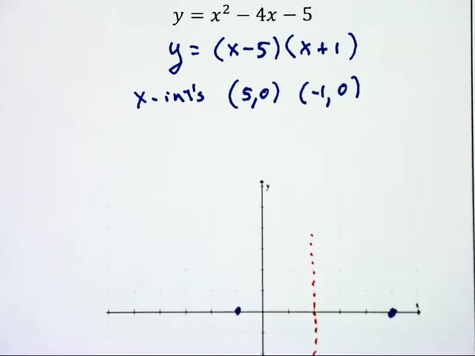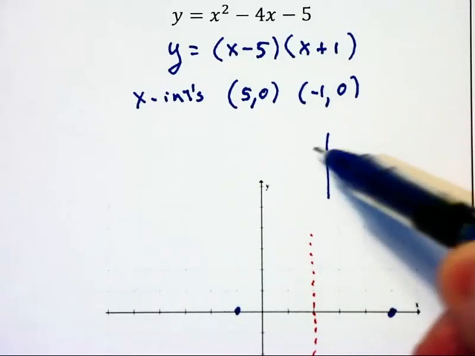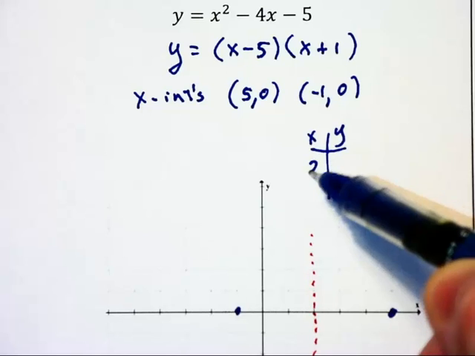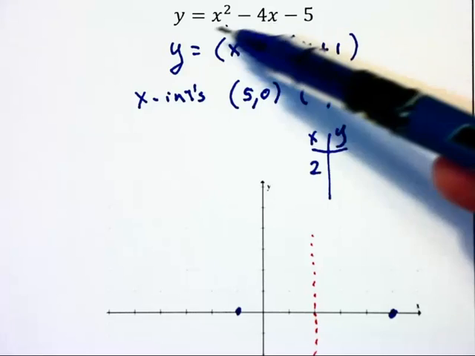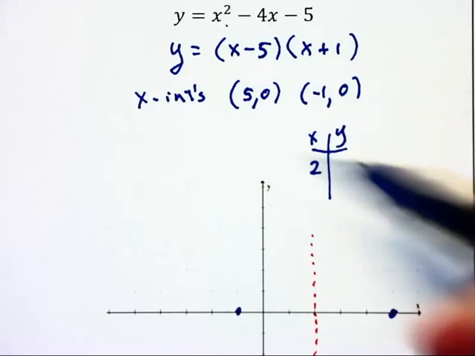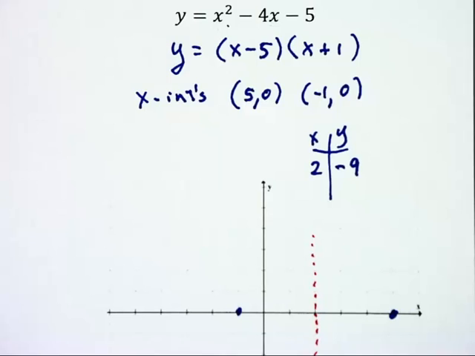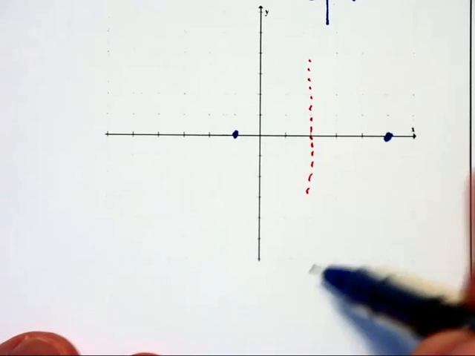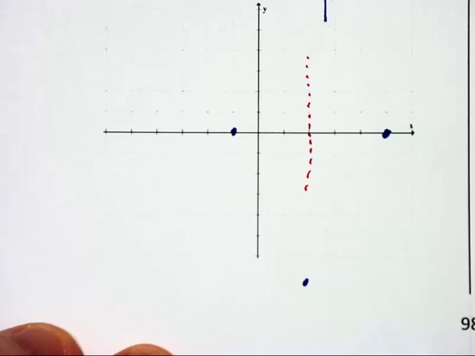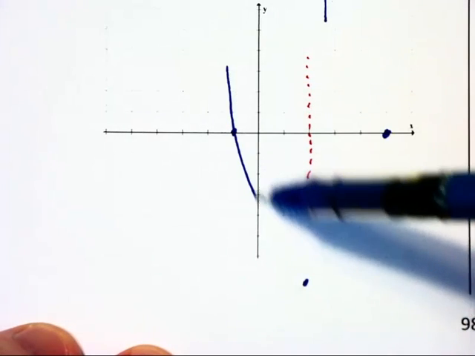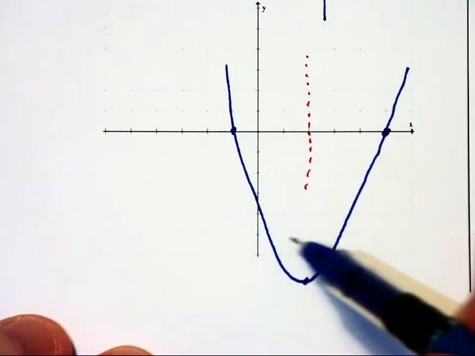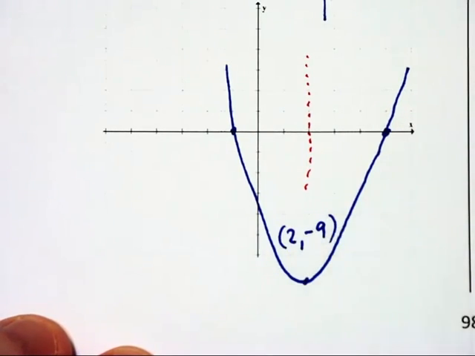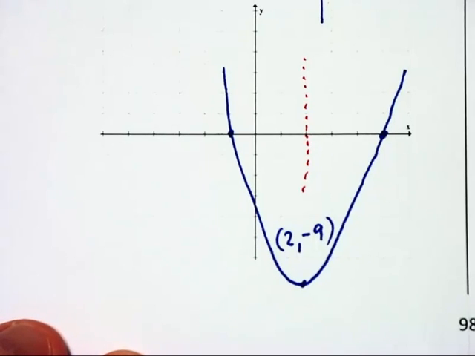So rather than completing the square, let's try something else. Let's do an xy chart and substitute 2 in. 2 squared is 4, minus 4 times 2, that's 8. So 4 minus 8 is -4, minus 5 is -9. That tells me that my vertex will be down here off my grid at 2, -9, and without completing the square, I'm able to graph this. So there's another technique you can use without completing the square.